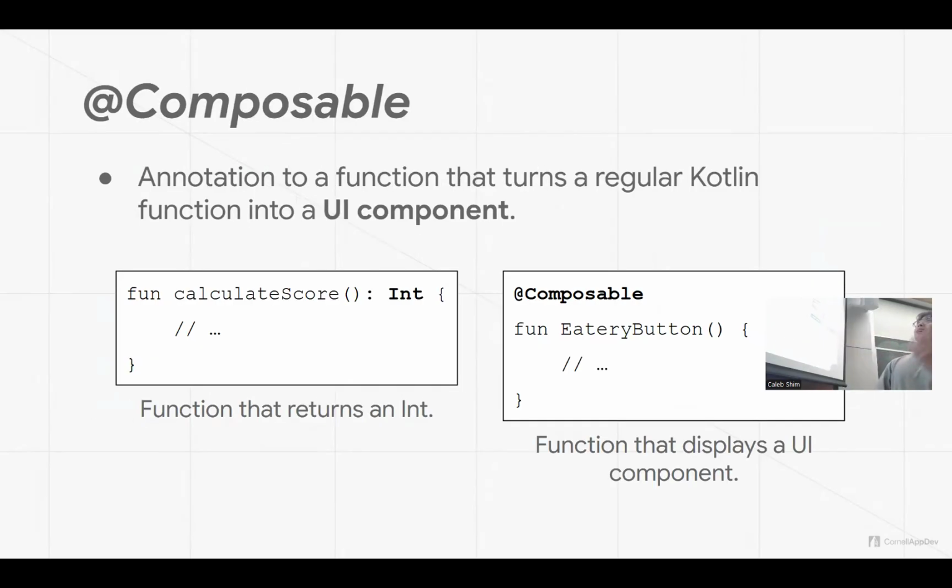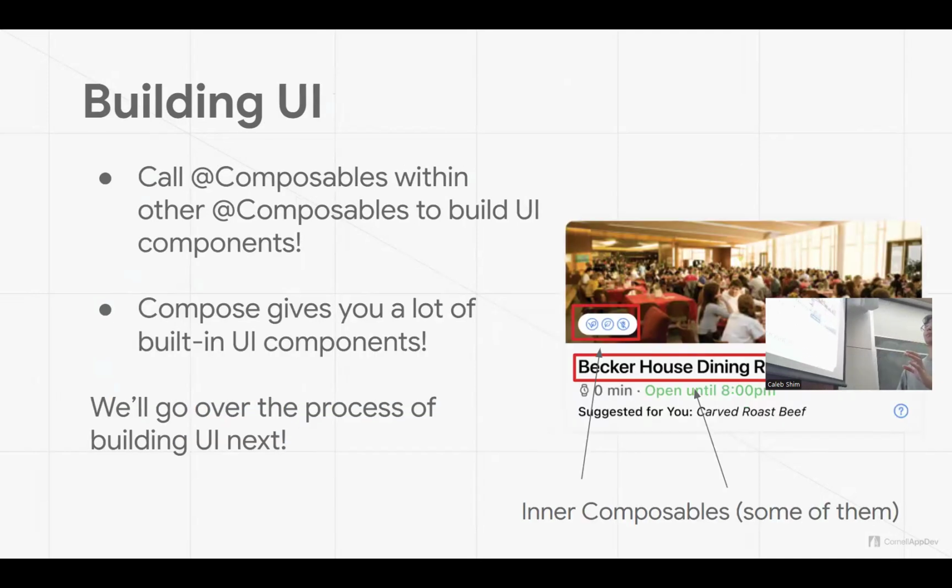All right, so you'll probably see this a lot when we're working with Compose, the @Composable annotation. When you put it on top of a function, it actually converts it into a UI component that you can call. And you'll see that we'll probably call composables within composables, which you'll see in a minute. This eatery card is an example component. It's made up of multiple composables, or it's kind of interchangeable. Composables and components are essentially the same thing.